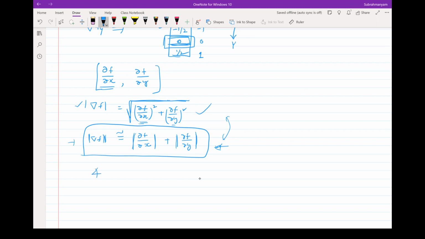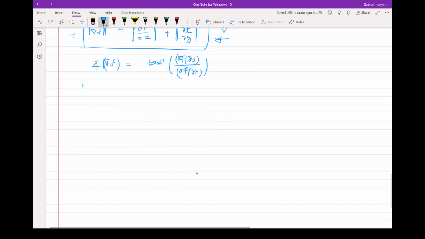Anyway, how do you compute the angle made by this gradient? That is tan inverse of dou f by dou y divided by dou f by dou x. You use those two masks and do it this way.